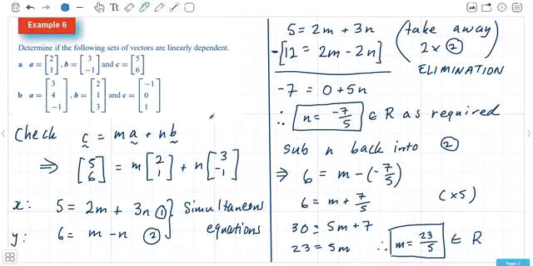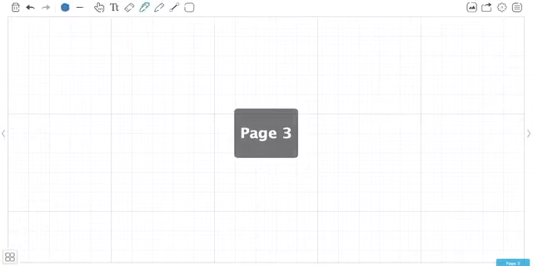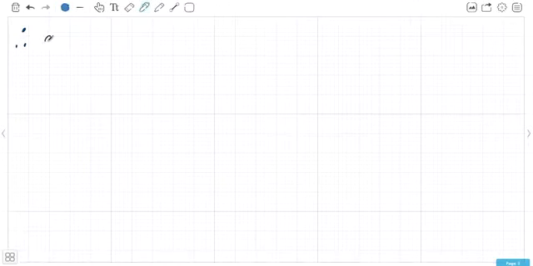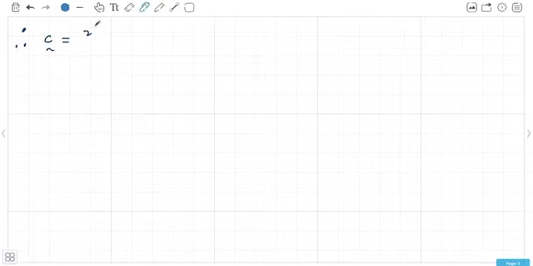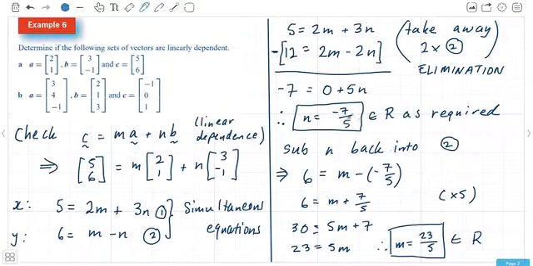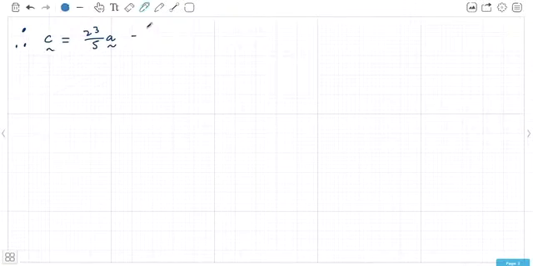Okay, if this is correct, this would mean linear dependence. All right, and you can see here that m and n are both real numbers. So what that means, therefore, c equals, and we'll put in our a and our m and our n. So m is 23/5 of a. So I'm just replacing the m and the n here. N was -7/5.